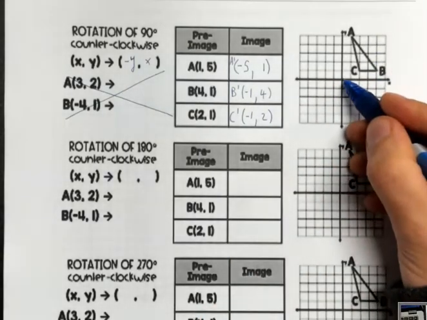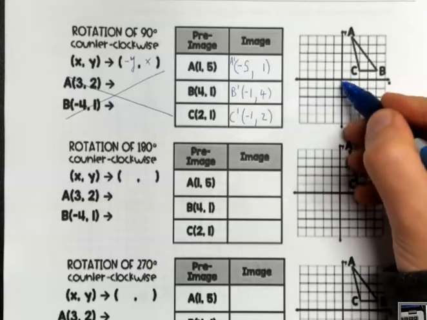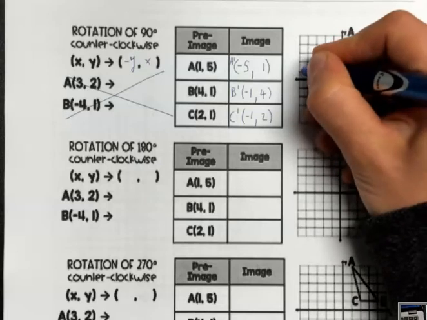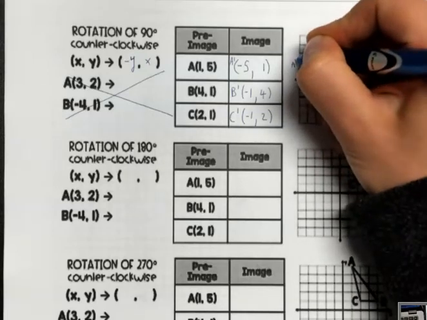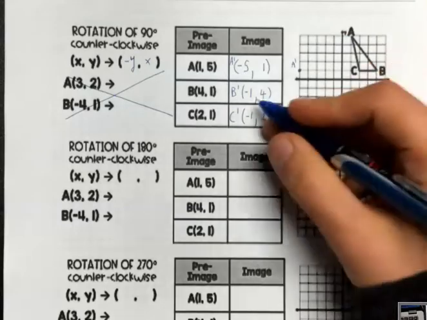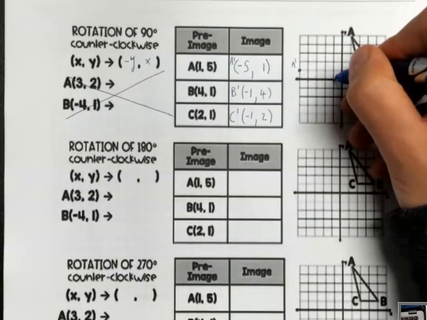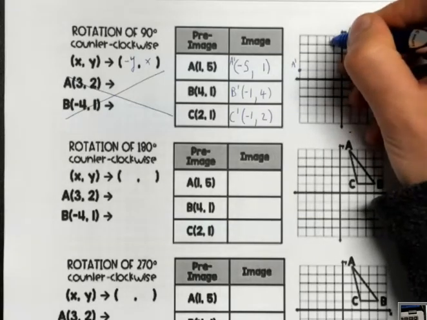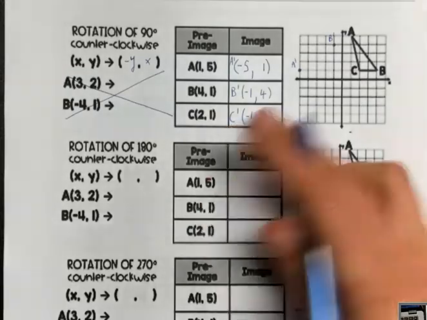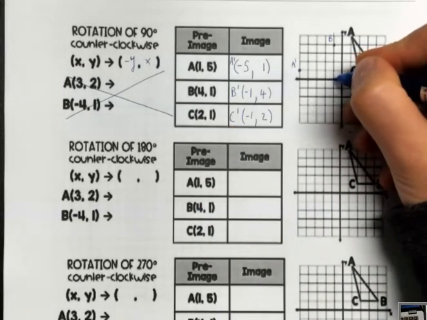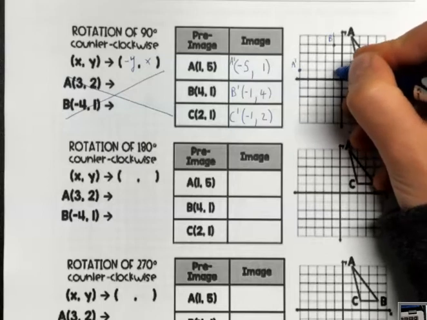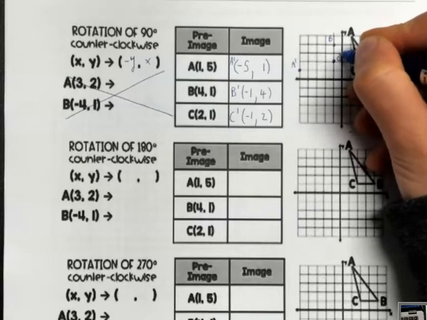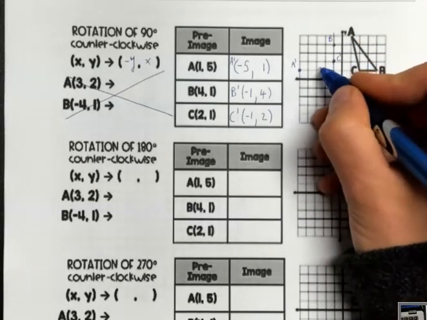So negative 5 is right here. 1, 2, 3, 4, 5. Yep, negative 5 and 1. So this is my A prime. B prime is negative 1, 4. So negative 1 and 4, 1. So B prime. And then C prime is negative 1, 2. So negative 1 and 2. C prime. And go ahead and connect your dots.